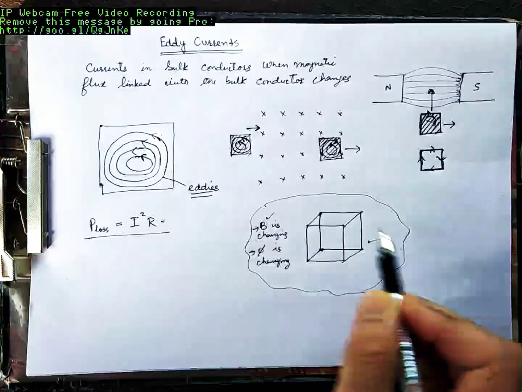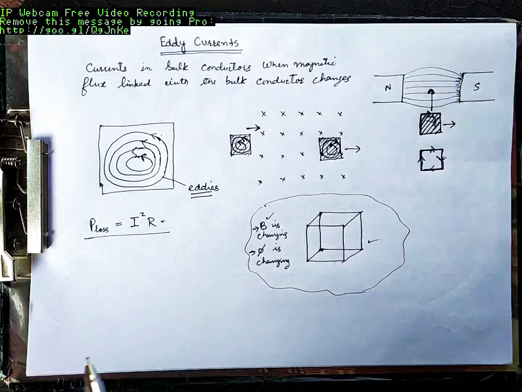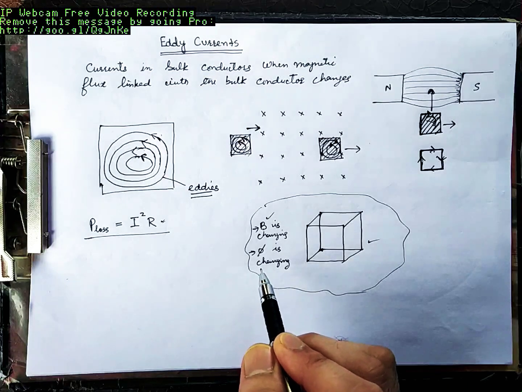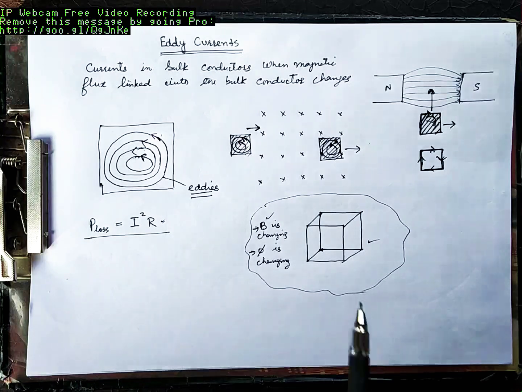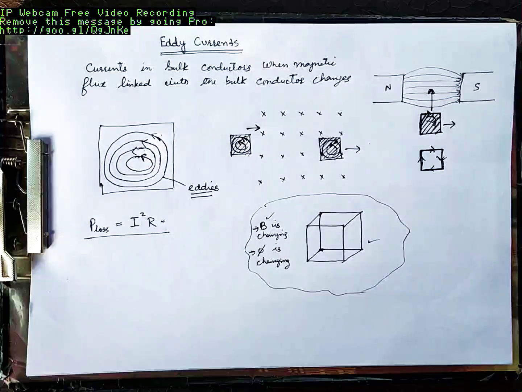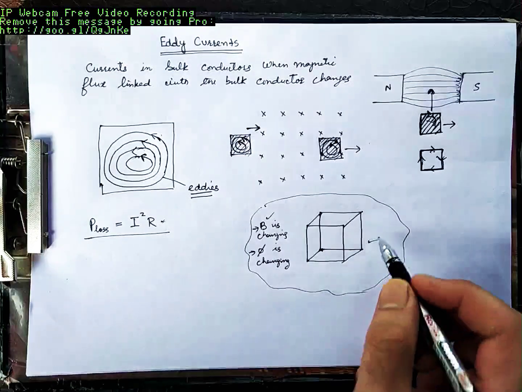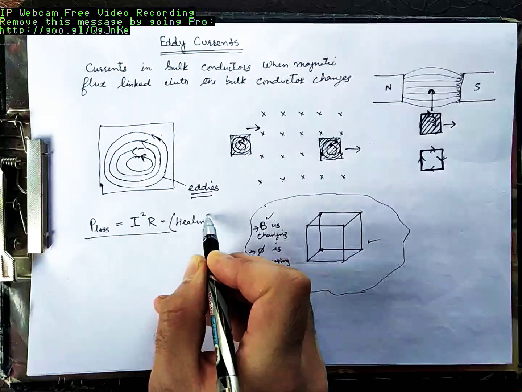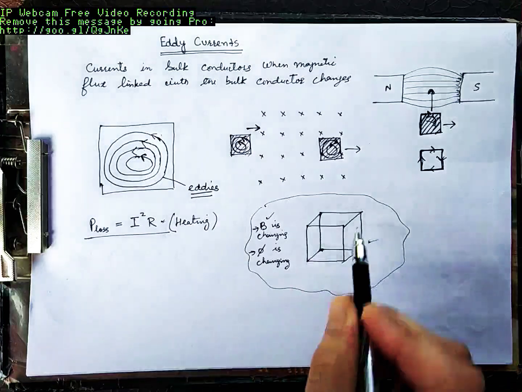So this material will heat up. Why? Because there are currents induced in this and it has some resistance. Whenever you have a conducting material inside a changing magnetic field, it will have eddy currents induced in it. And because of eddy currents, there will be a power loss equal to I square R. When there is a power loss equal to I square R, this will definitely heat up. These are known as heating losses, Joule's effect of heating.